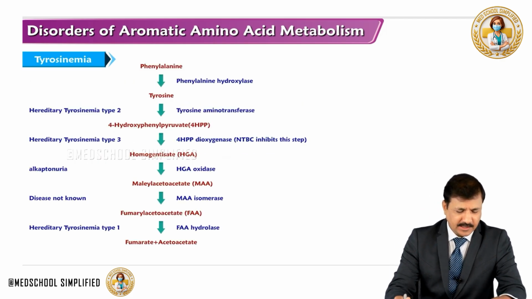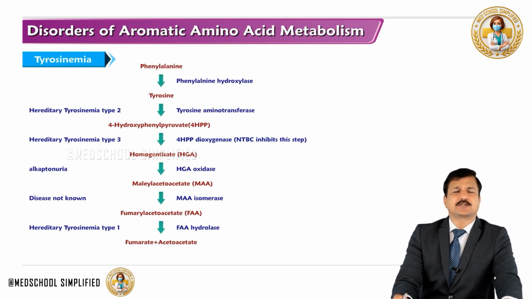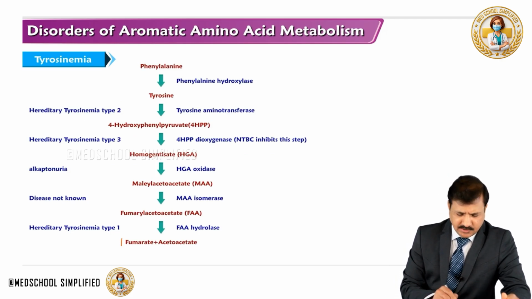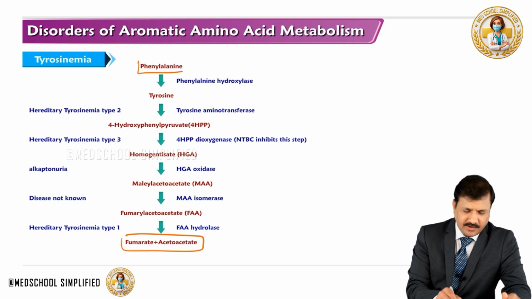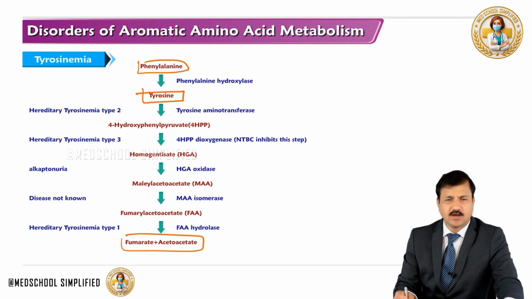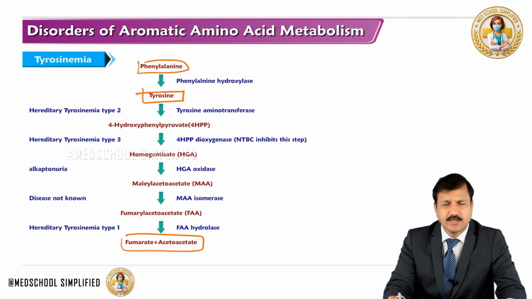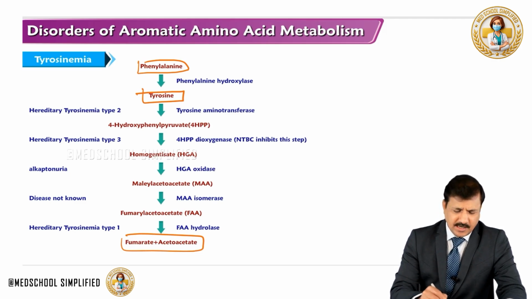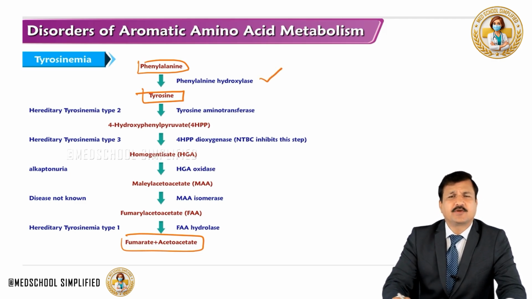Now here is the pathway that is showing conversion of phenylalanine all the way into fumarate and acetoacetate. So as phenylalanine is converted into tyrosine and tyrosine is converted all the way into fumarate and acetoacetate, several enzymes are coming up here. And that is the phenylalanine hydroxylase enzyme. We have seen that deficiency of this enzyme causes different types of phenylketonuria.